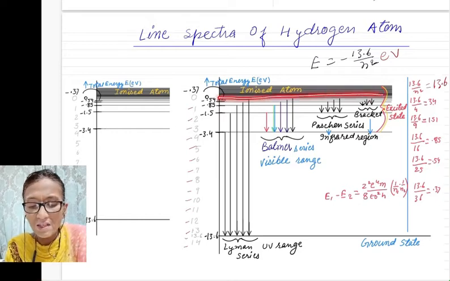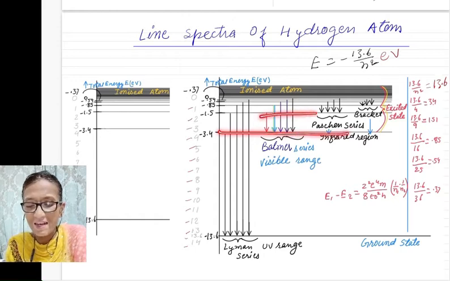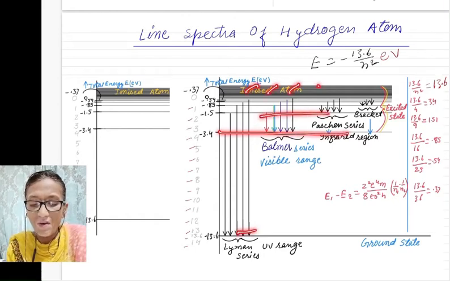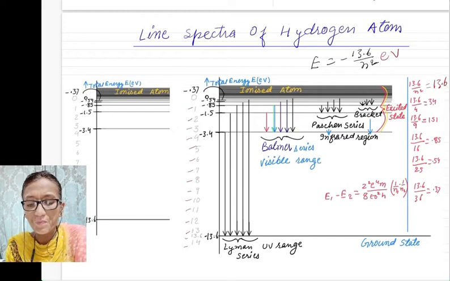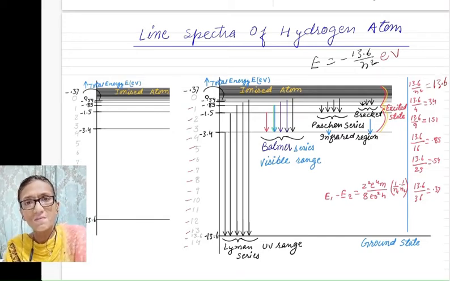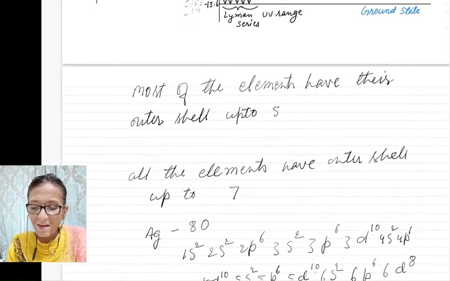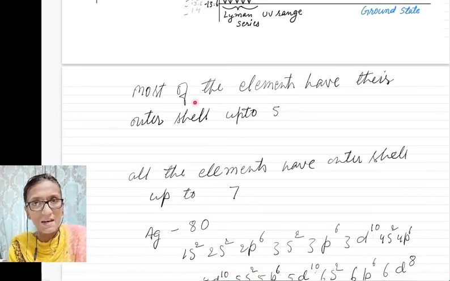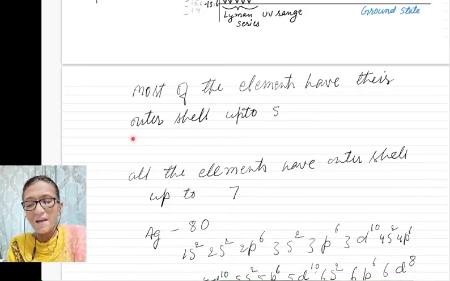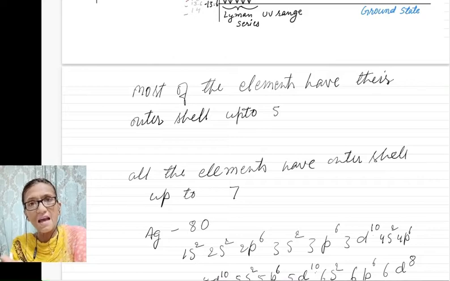But when you reach the 0 energy level, then after, you will not have any discrete energy levels. You have a band of energy. So you find that you have only 5-6 discrete energy levels. So it can be explained here. Most of the elements have their outer shell up to 5 or up to 7. At the most they have outermost shell up to 7.